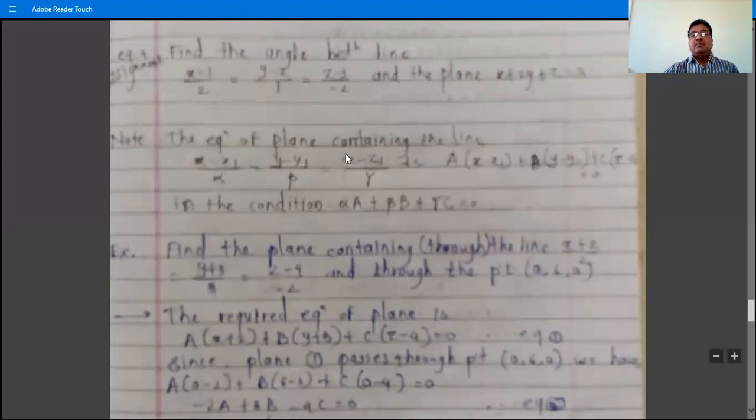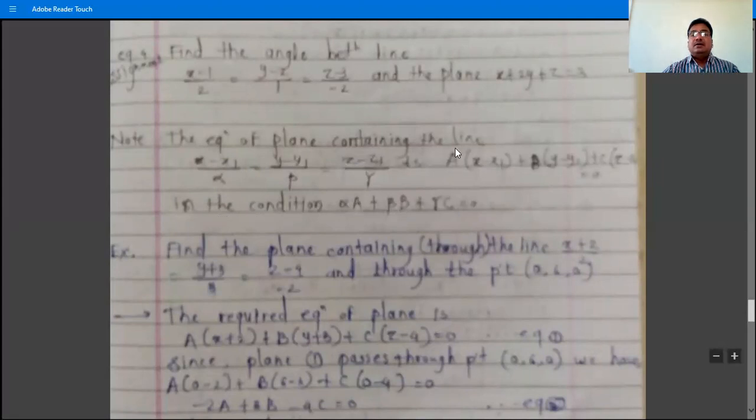So this is the equation of the line (x minus x1)/alpha = (y minus y1)/beta = (z minus z1)/gamma. Here alpha, beta, gamma are the direction cosines or direction ratios of the line, and (x1, y1, z1) is a point on the line. So the formula is A(x minus x1) plus B(y minus y1) plus C(z minus z1) equals 0. Obviously, these capital A, B, C are constants to be determined.